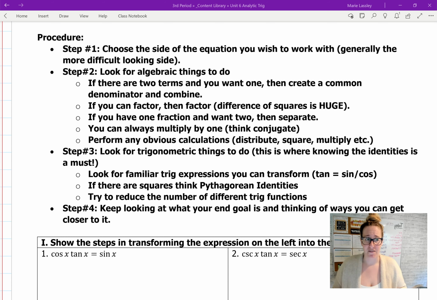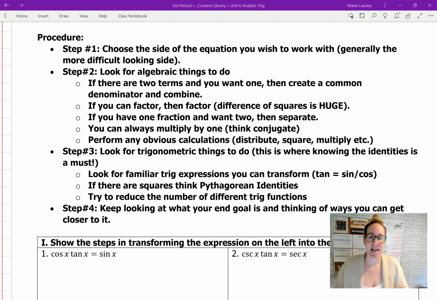I know that sounds very vague, but think about simplifying a radical, right? If you don't know your perfect squares by heart, then you don't really have a good idea of how to break up the number underneath a radical in order to simplify it. So you have to know the information first in order to understand what you're trying to accomplish.